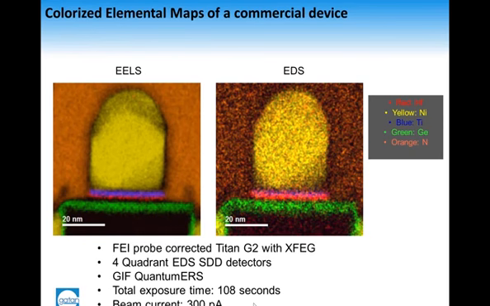This is some data that we took using the FEI corrected Titan with X-FEG, and the EDS detector is basically the fourth quadrant, and a GIF Quantum ERS. So this is data taken using state-of-the-art instrumentation. All the data, EELS and EDS, were acquired simultaneously in well less than 2 minutes. Very fast acquisition. And you get these beautiful maps where you can distinguish the layer of titanium from hafnia, germanium, etc. And clearly you can already see the better contrast that you get with the EELS signal. This again is because we can collect most of the signal.